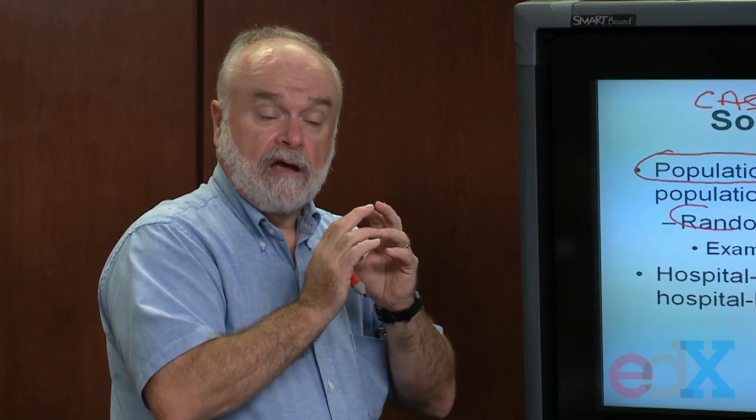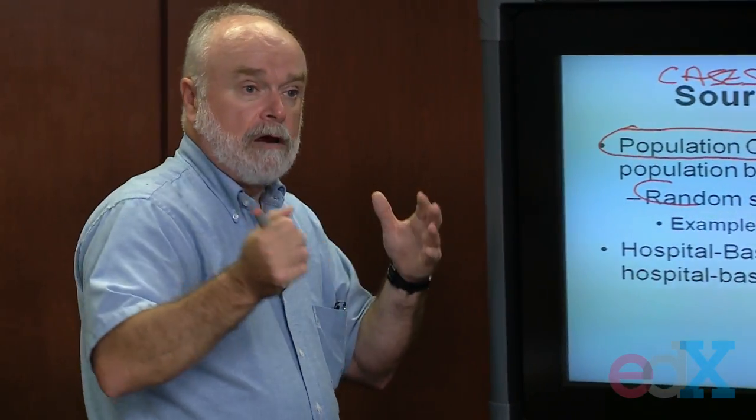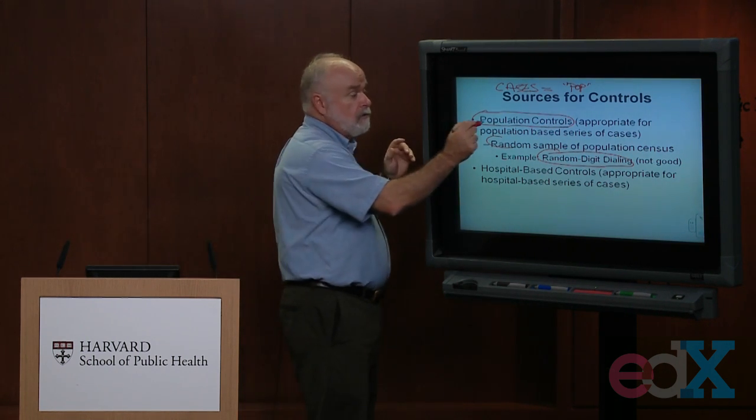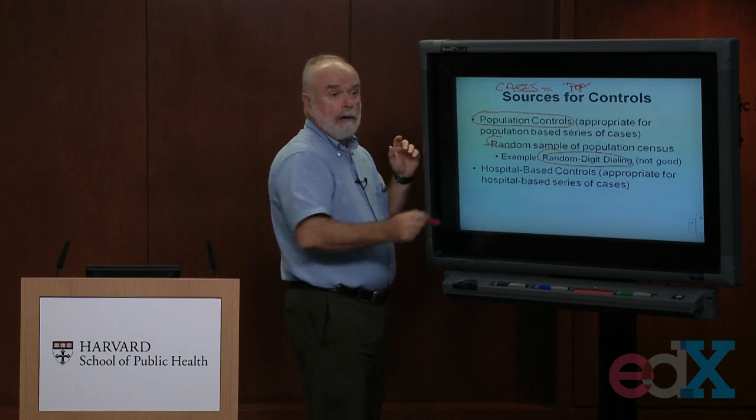The problem is what it's selecting at random is not people, but phone numbers. So if you happen to have two phones in your home, you are twice as likely to be selected in this random digit dialing scheme as a person who has one phone. If you have no phones, you have no chance of being selected as a control in this study. If you don't answer your phone, as I don't at dinner time, you have no chance of being selected. So there's no guarantee that the people who are contacted through random digit dialing are truly a random representation of some geographical population. But that's the motivation behind selecting controls that are population-based when your cases are population-based.